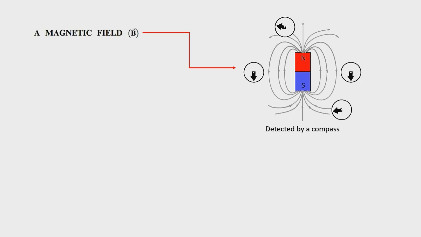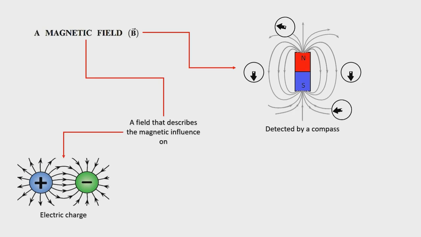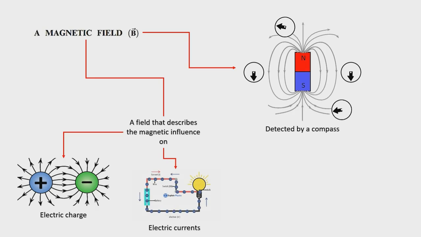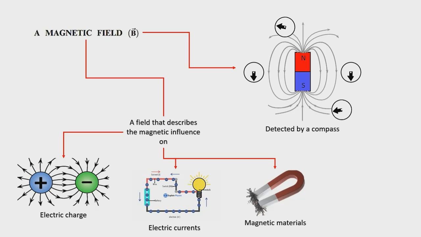When a compass is brought near to a bar magnet, the pointer of a compass will change its direction. As the compass is moved around a permanent bar magnet, the pointer somehow follows a certain line, and this line is called a magnetic field line. A magnetic field describes the magnetic influence on an electric charge, an electric current, and magnetic materials.